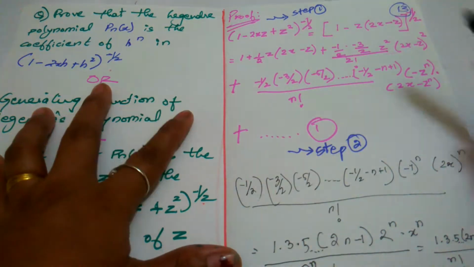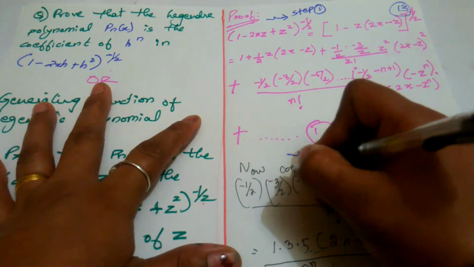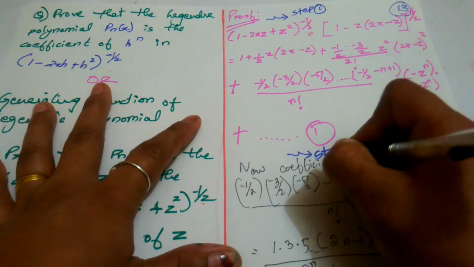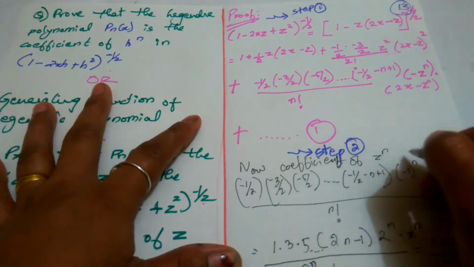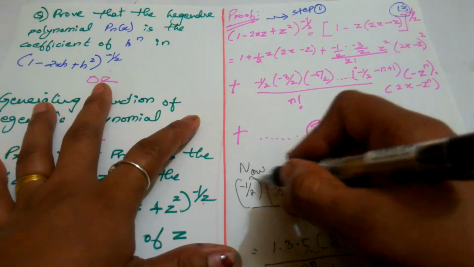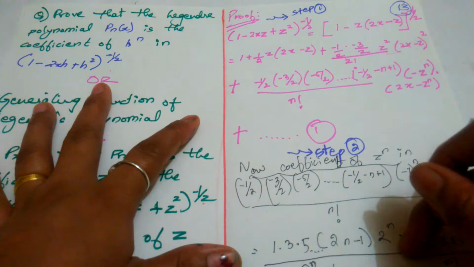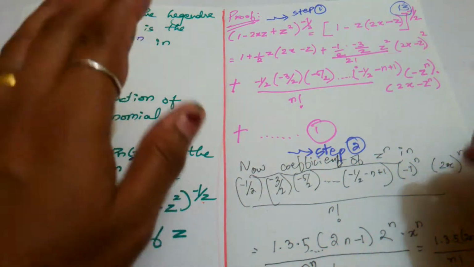So actually I should write it as the coefficient of z^n. So now the coefficient of z^n in this form. So I have substituted the value of n as n only.